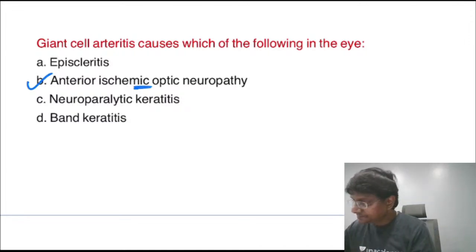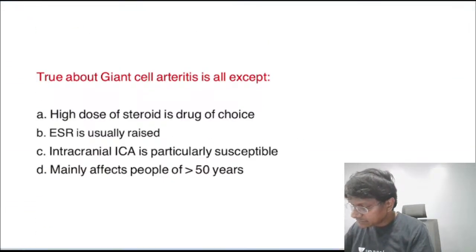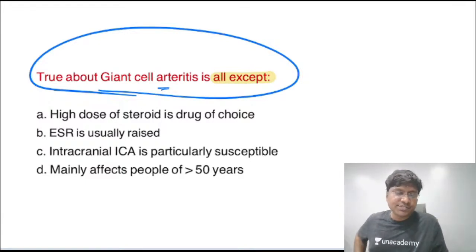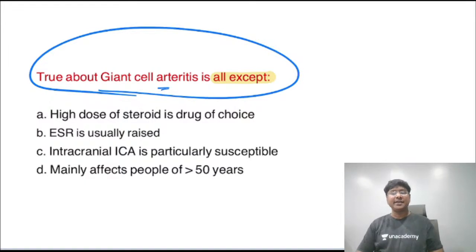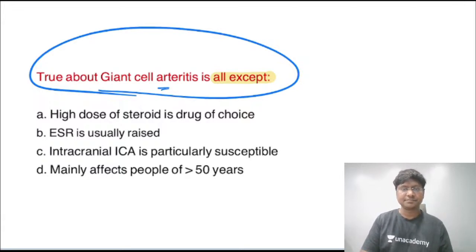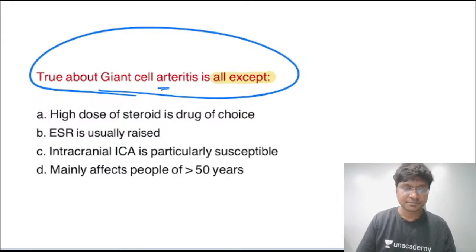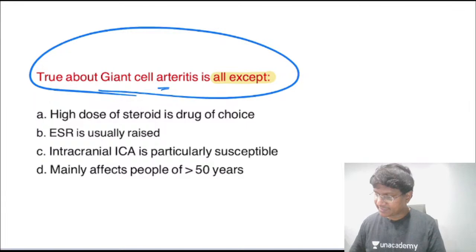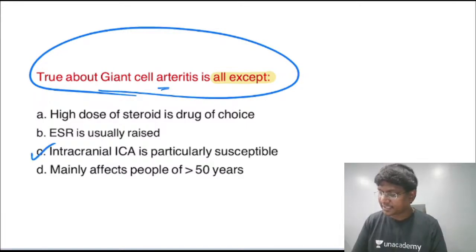Okay, next. What is true about giant cell arteritis, all except: high dose of steroids is the drug of choice, ESR is usually raised, intracranial internal carotid artery is particularly susceptible, mainly affects people more than 50 years. So which is the incorrect statement? The incorrect statement is that the intracranial internal carotid artery is particularly susceptible.